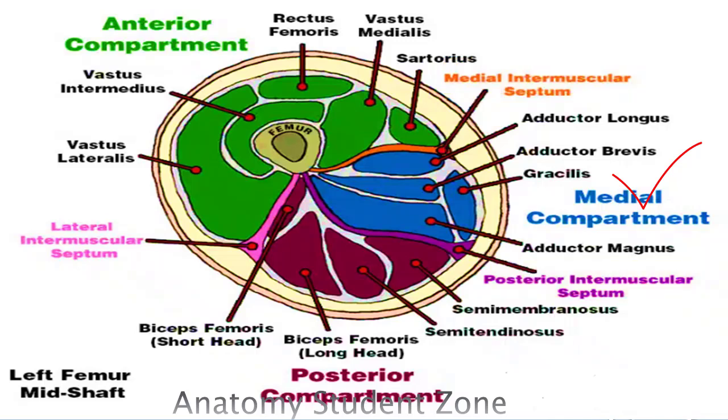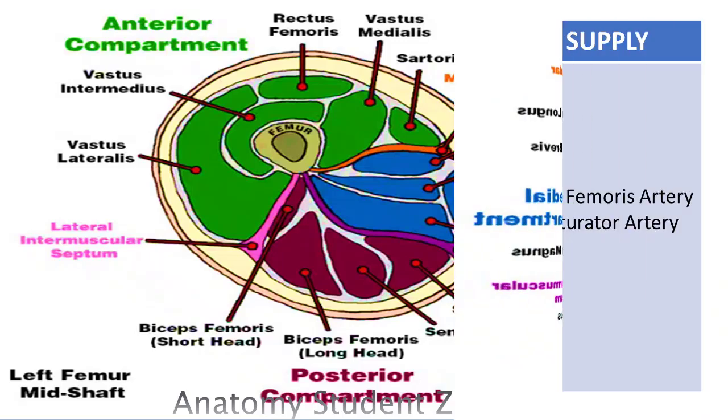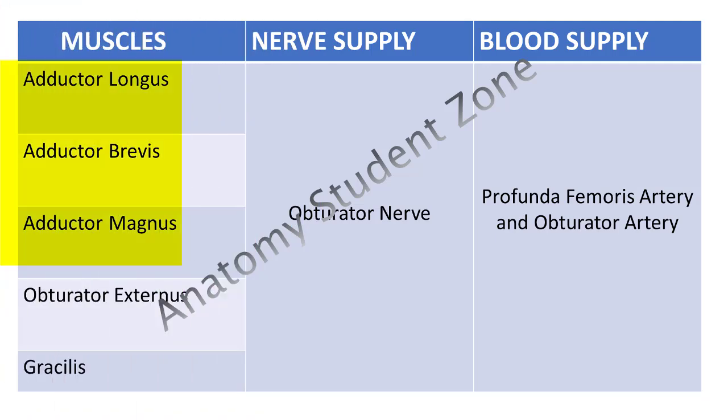In the contents of the adductor compartment, you should know which muscles are present, what their blood supply is and what their nerve supply is. There are three adductor muscles: adductor longus, adductor brevis and adductor magnus, which are components of this compartment. Besides that, don't forget gracilis and obturator externus, because these are also present in the adductor or medial compartment.